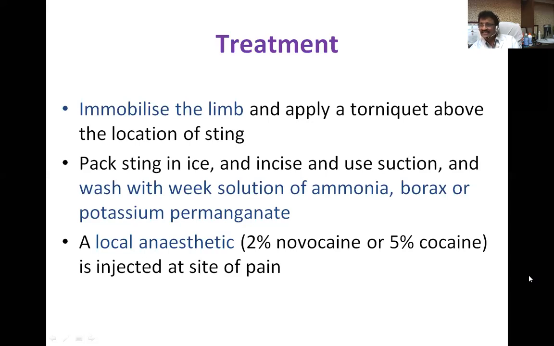A local anesthetic is usually used by medical practitioners, and it is injected at the site of the pain. So 2% novocaine or 5% cocaine, lignocaine, that is used and it is injected at the site of the pain, and that will anesthetize the area itself. So the nerve endings which carry the pain sensation, that pain will get subsided.